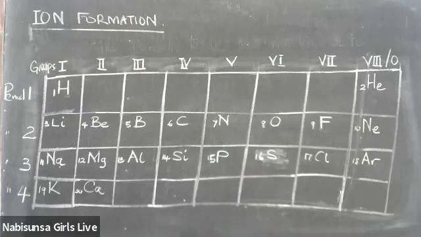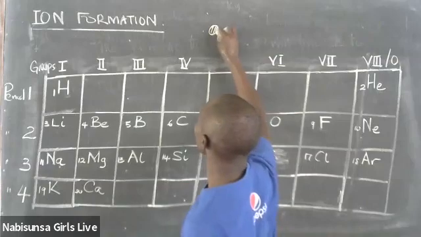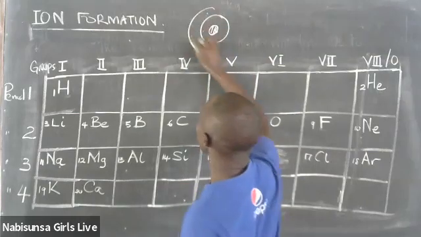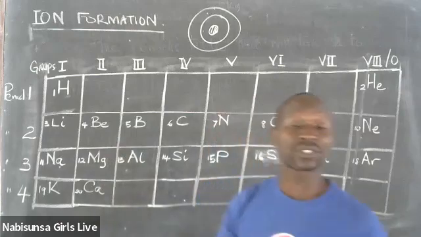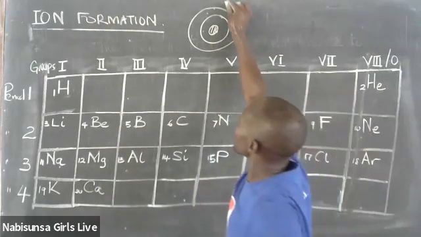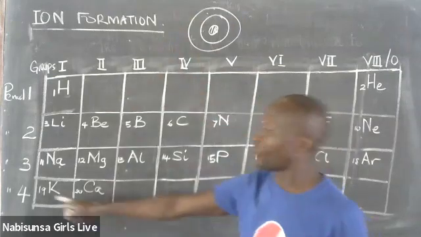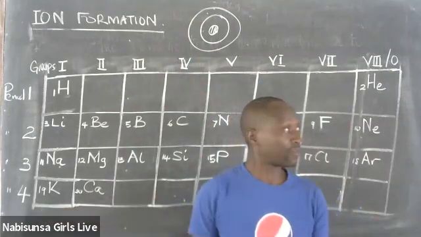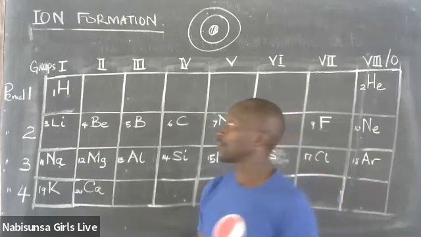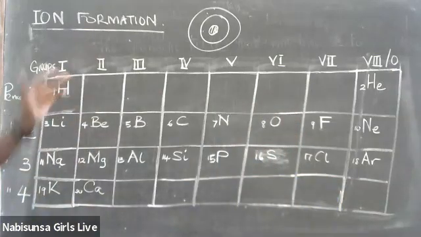Now, what is electronic configuration? Electronic configuration shows the number of electrons found in each energy level around the nucleus of an atom. If this is an atom, it has a nucleus. Around the nucleus are what we call energy levels, regions where electrons can be found. These energy levels range from 1 up to a total of about 4. That's why we are seeing 4, which represents the number of energy levels that we have: 1, 2, 3, 4.